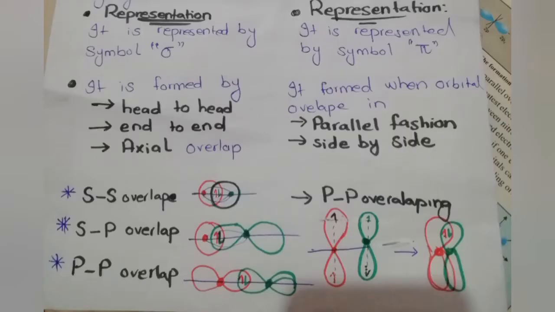Here is the representation of sigma and pi bonding. While a sigma bond is formed by head-to-head overlap, end-to-end or axial overlap, a pi bond is formed when orbitals overlap in a parallel fashion or side-by-side overlap. In sigma bond formation, there are three possibilities: s and s orbital overlap, s and p orbital overlap, and p and p orbital overlap. While in pi bond formation, p-p overlap occurs.